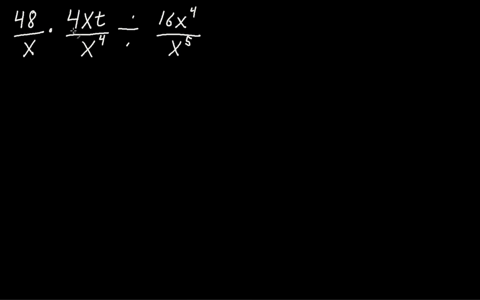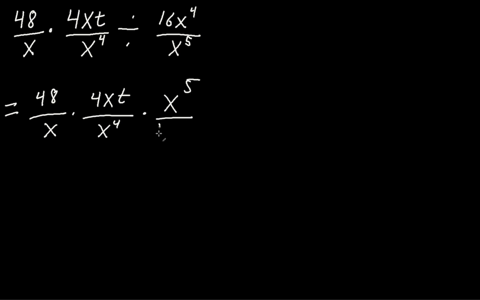48 over x times 4xt over x to the 4th, divided by 16x to the 4th over x to the 5th. Okay, there's a lot of steps we can do, but let's do PEMDAS. We're doing the division. Let's just flip this upside down, and then we can just worry about multiplying everything. I think that would really be the easiest for this problem. So I'm going to rewrite that. So I flip this upside down so I can multiply.